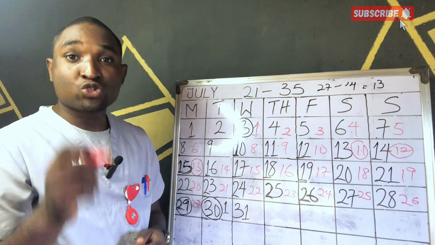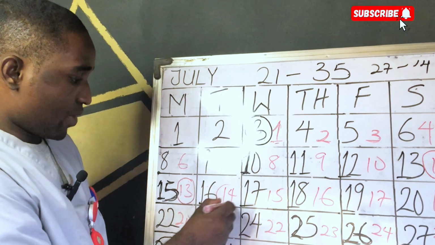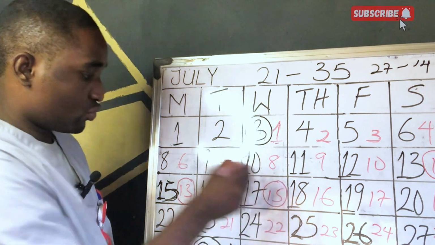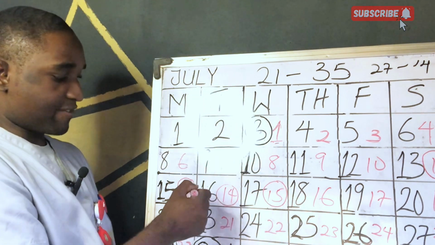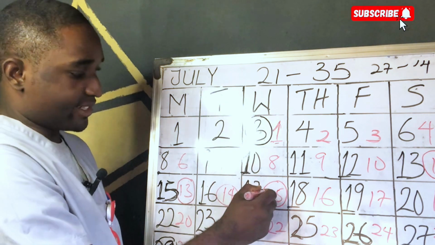Then you also count 2 days after day 13, which is 1, 2, because these are the days after day 13. So that means you are counting day 14 and day 15.